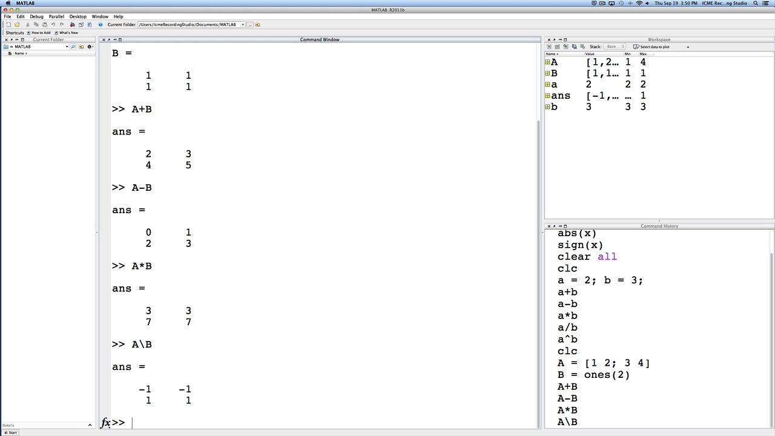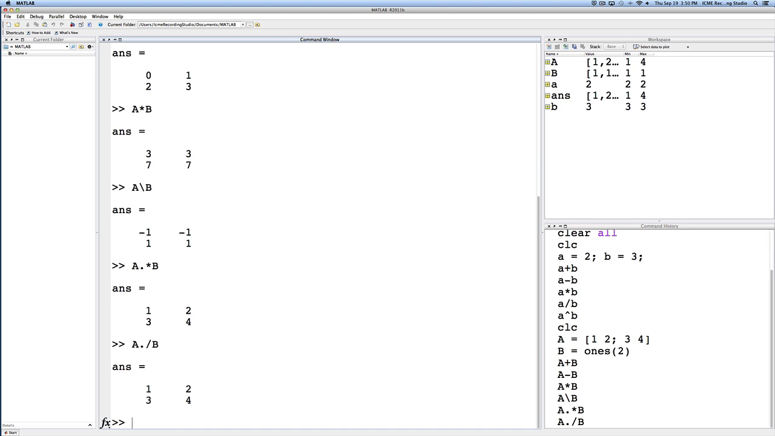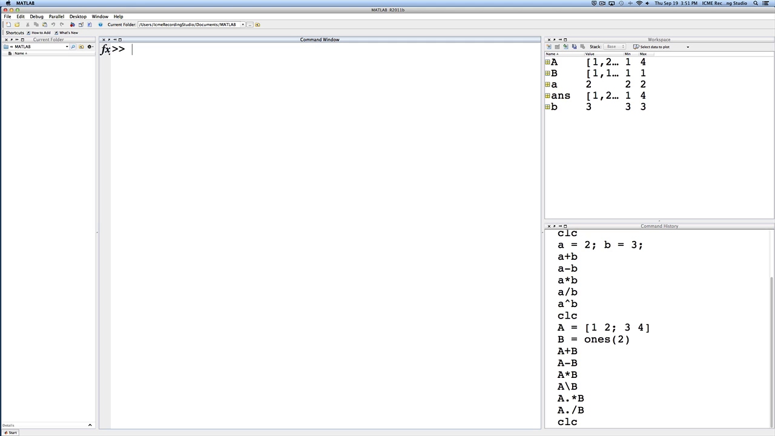For all the element-wise operators, we use a dot preceding the operation. A dot star B gives the element-wise multiplication of the elements of A and B. A dot slash B gives the element-wise division of the elements of A and B. For vectors, we have special products, which are the dot and cross products. They can be found using the functions dot and cross.